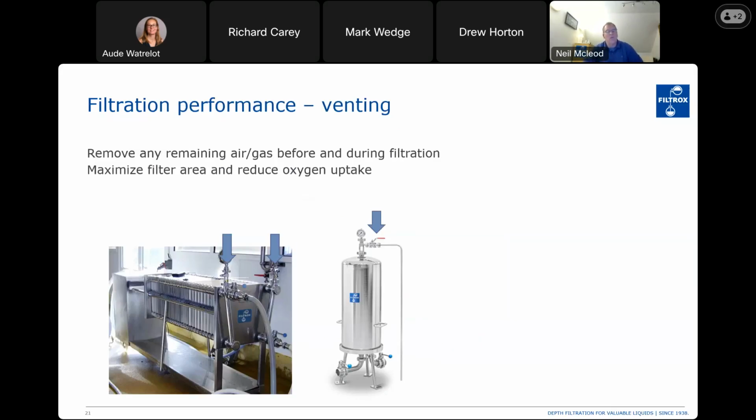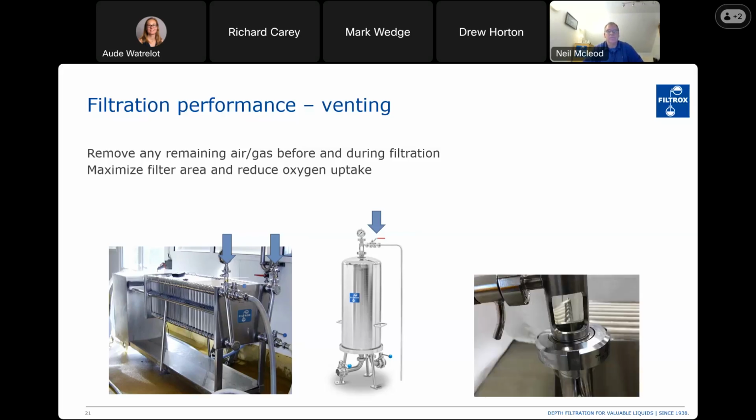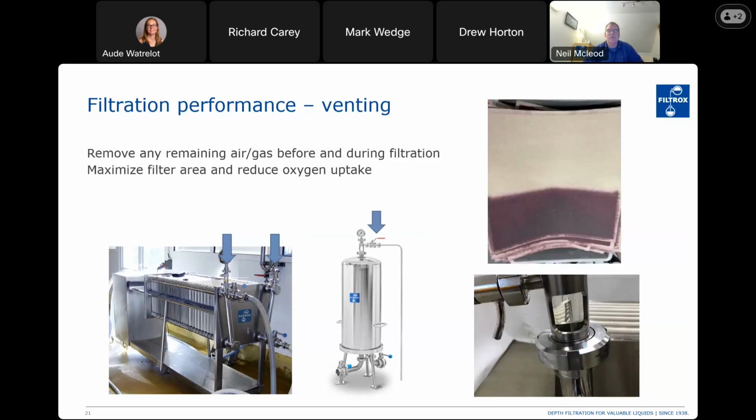We mentioned also when we fill the filter, there's an opportunity to vent it to expel all of the air and reduce any oxygen pickup. And these are vents on the filter press as standard, and then there's a vent on top of the lenticular housing. And here's a picture of the sight glass showing clear the water during the flushing period.